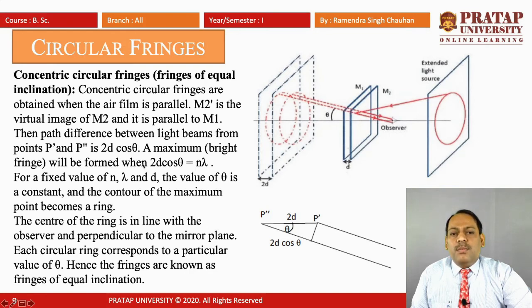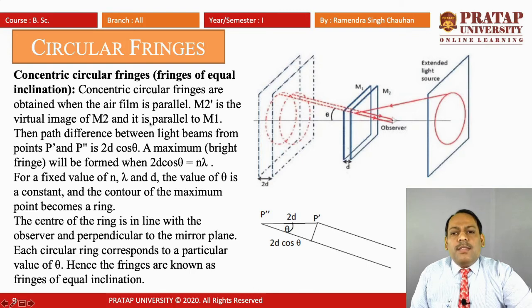Now we will see what type of fringes are formed in the Michelson interferometer. So first of all, circular fringes are formed, and when we talk of circular fringes, then what we have is, when the mirror planes of M1 and M2 are normal to each other, then the image of mirror M1 and M2 will be parallel.